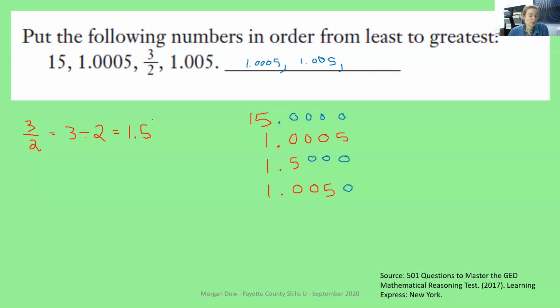We know that 1.5 is actually 3/2, so I'm gonna write the original number on the list. And that means our largest number is 15. And there we go. We have our numbers in order from least to greatest: 1.0005, 1.005, 3/2, and 15.